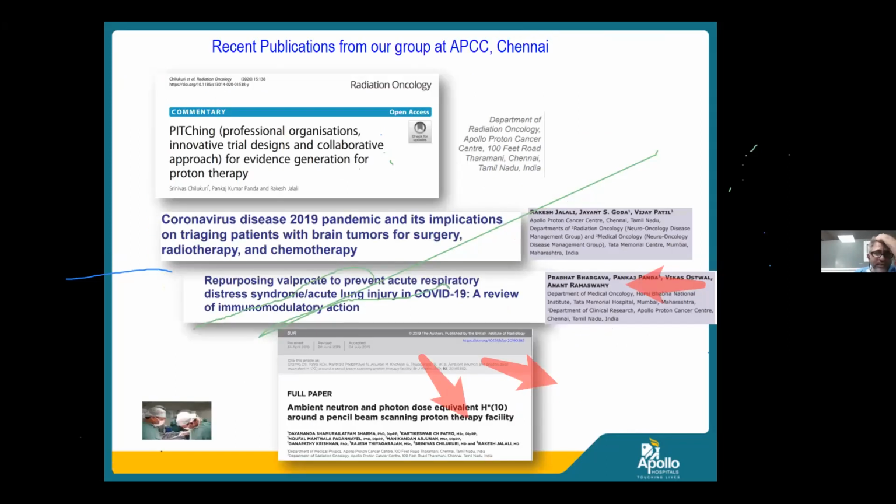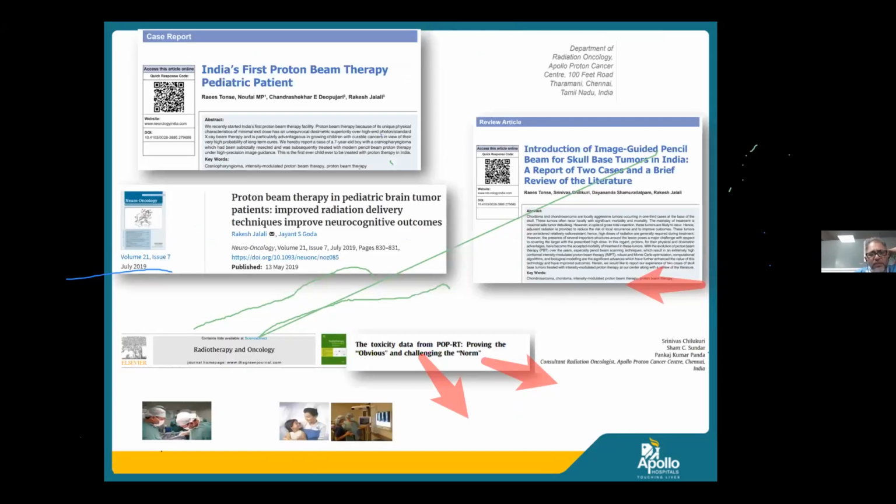We are collecting the data in our center very meticulously, both in the physics and also in various clinical points. Some of this data is already in PubMed. You're welcome to see some of this data already.